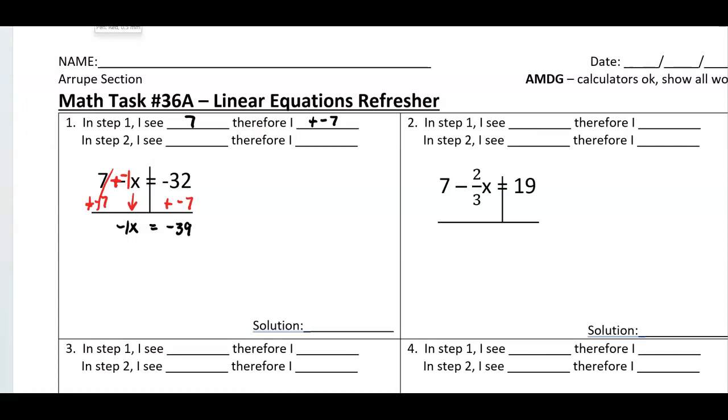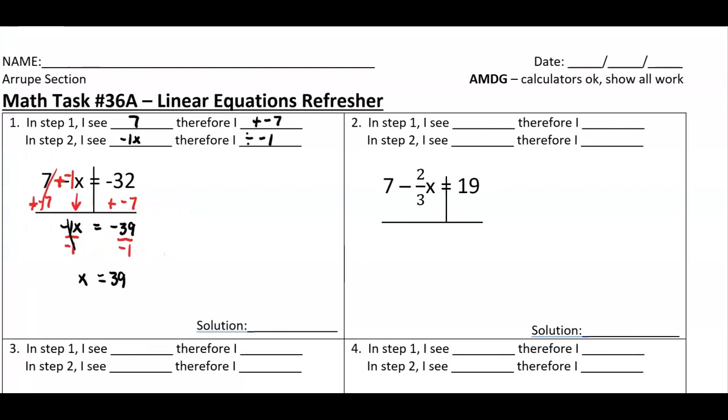And in step 2, I see negative 1x, which is, remember, a number next to a variable means multiplication. So therefore, I'm going to divide by negative 1. And when you divide, you want to divide by the exact coefficient. So make sure you're dividing by that negative. So that just becomes x, because negative 1 divided by negative 1 is 1. 1 times x is just x. And this becomes positive 39.